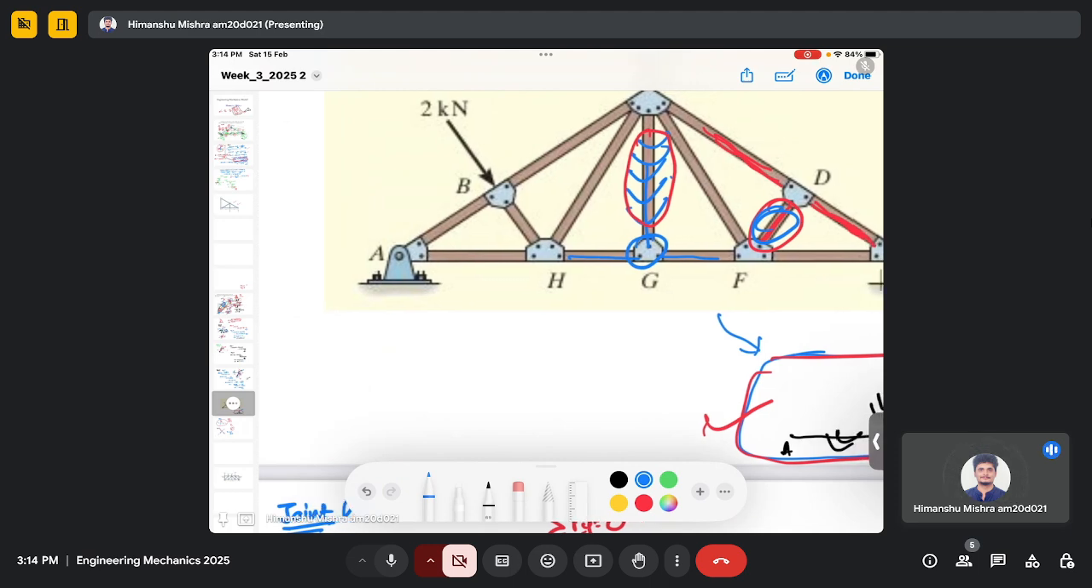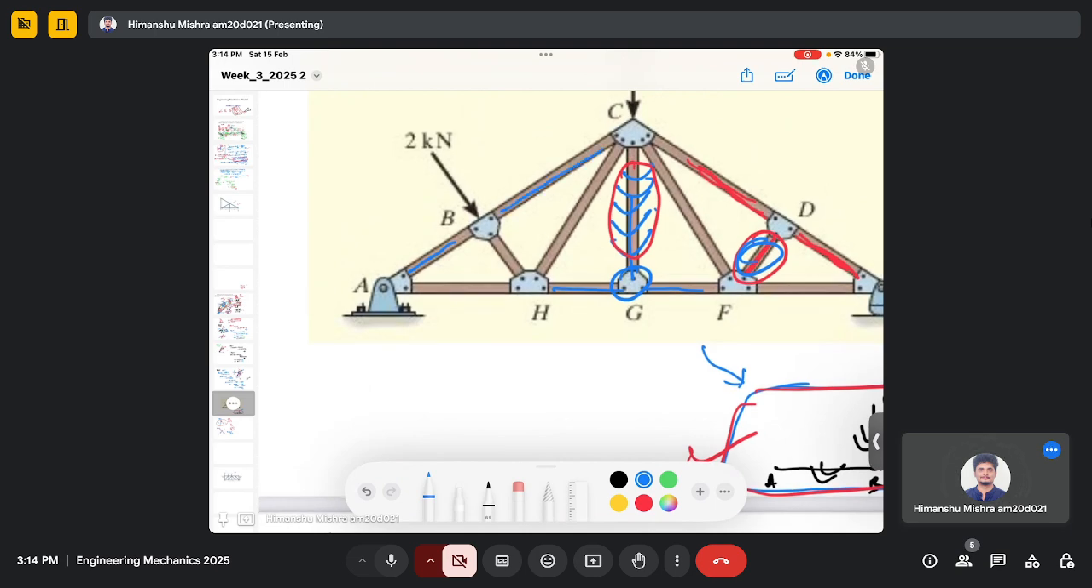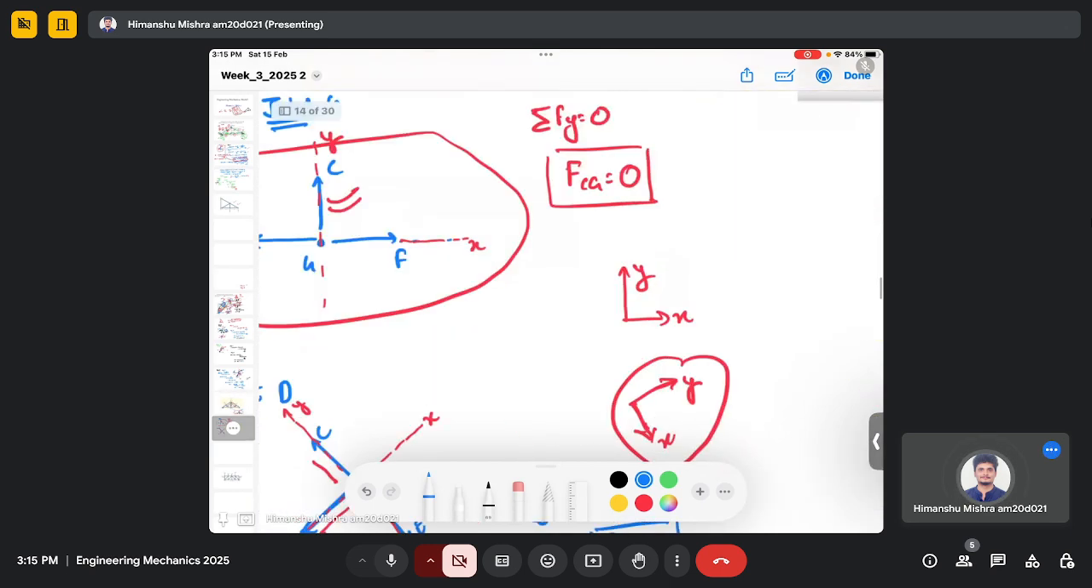Now from this figure there is another arrangement here: AB, BC and BH. It's the same arrangement. Now we can consider joint B and check whether the force in this member BH is 0 or not, because this is the same arrangement that we are talking about, like here and here. So now we consider joint B.